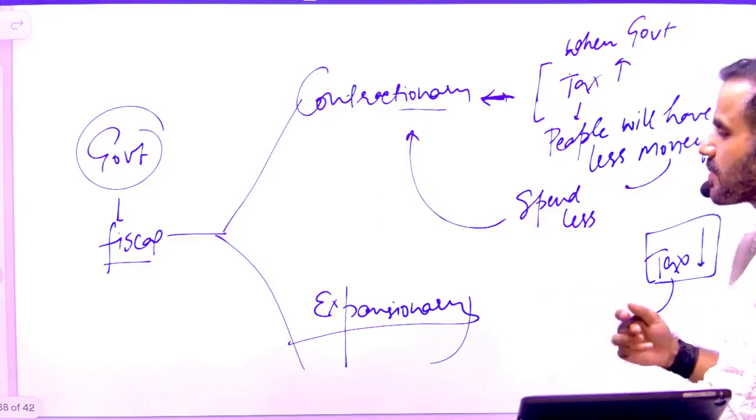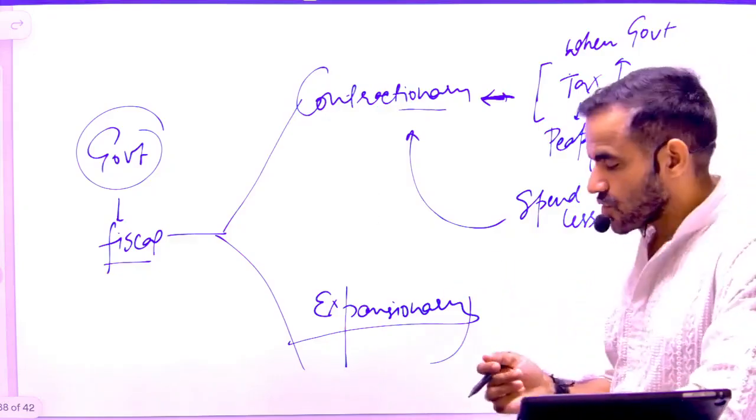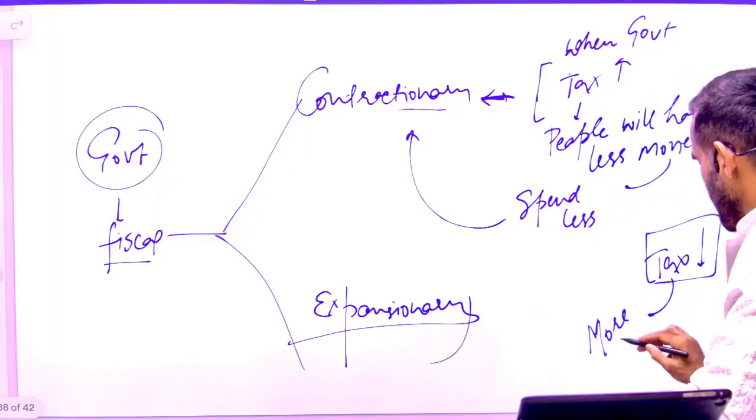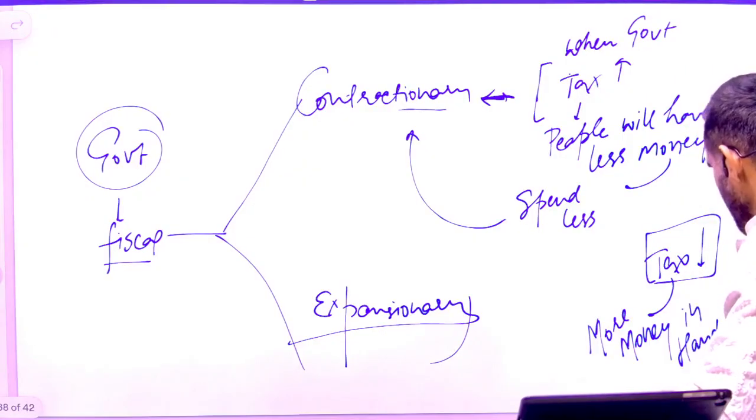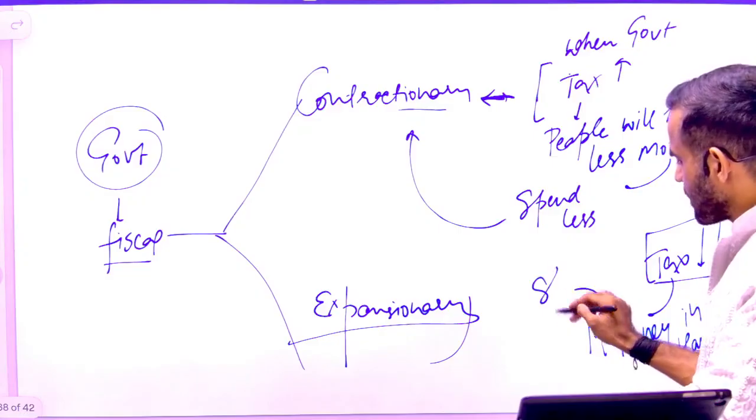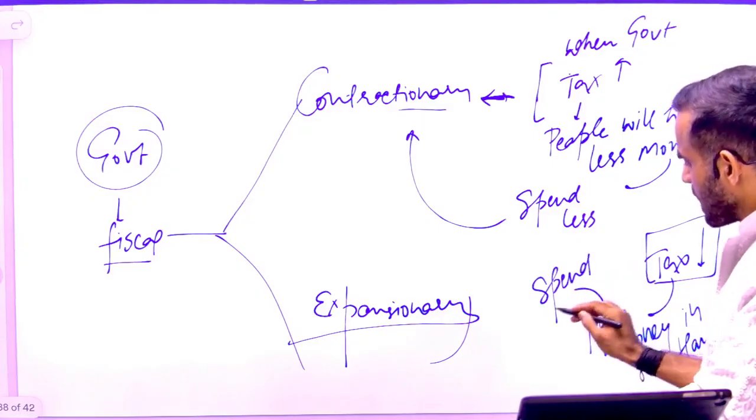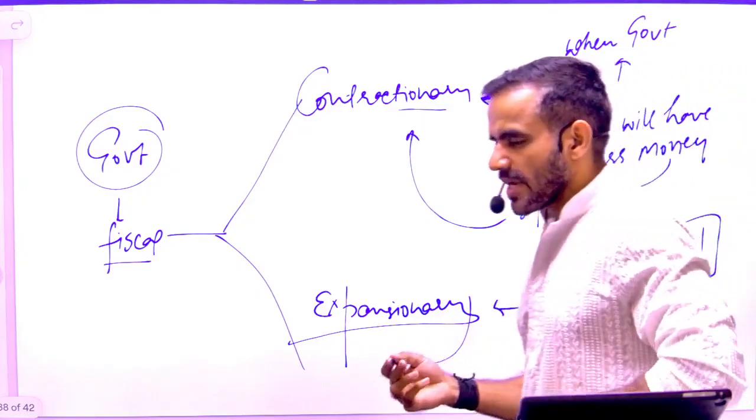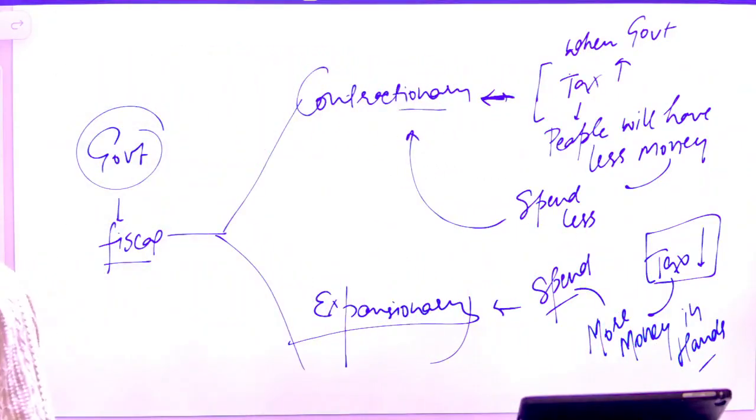People will have more money because they need to pay less taxation, so they will have more money in hand. If they have more money in hand, they will spend, and if they spend, the economy will expand, and that's why it is referred to as expansionary policy. Now I'm sure you are able to understand this.